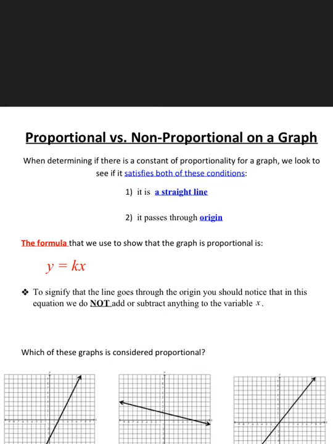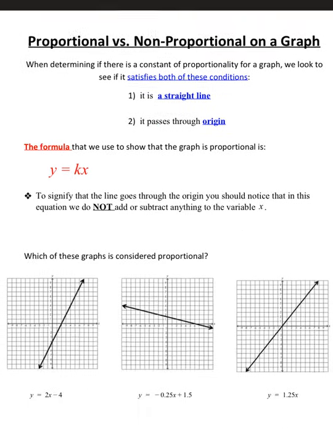In this video, we're going to be looking at proportional and non-proportional graphs. Now, when determining if there is a constant of proportionality for a graph, so if it's proportional or not, we look to see if it satisfies both of these conditions. For it to be proportional, it needs to satisfy both of these conditions. It has to be a straight line, and it has to pass through the origin.